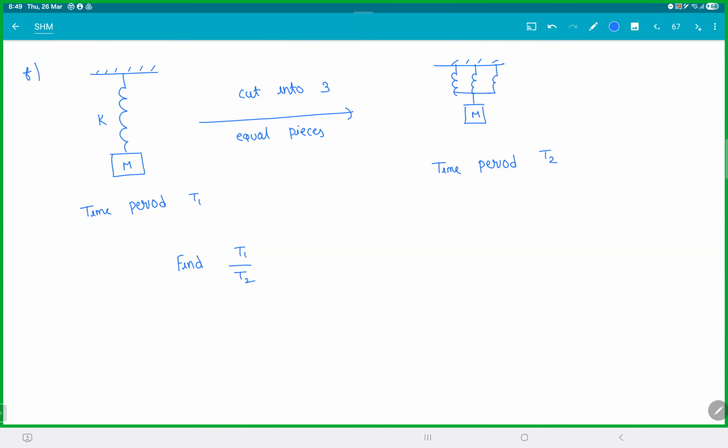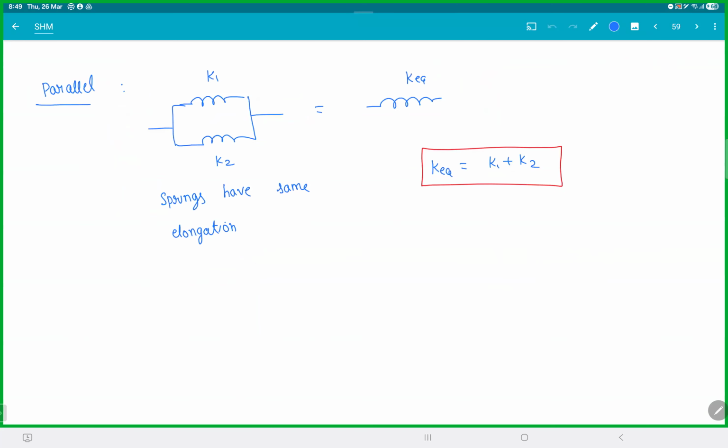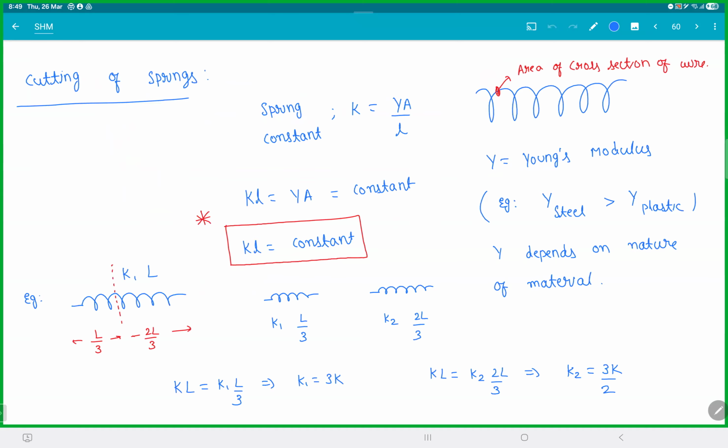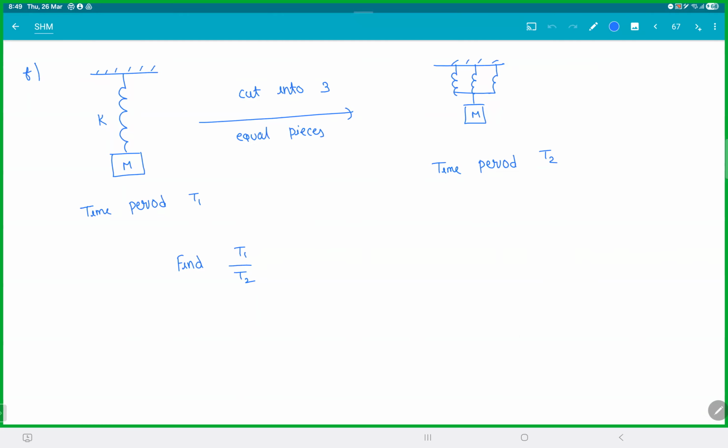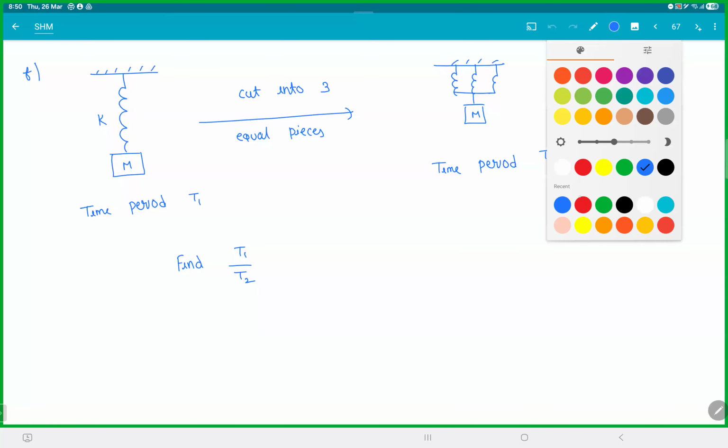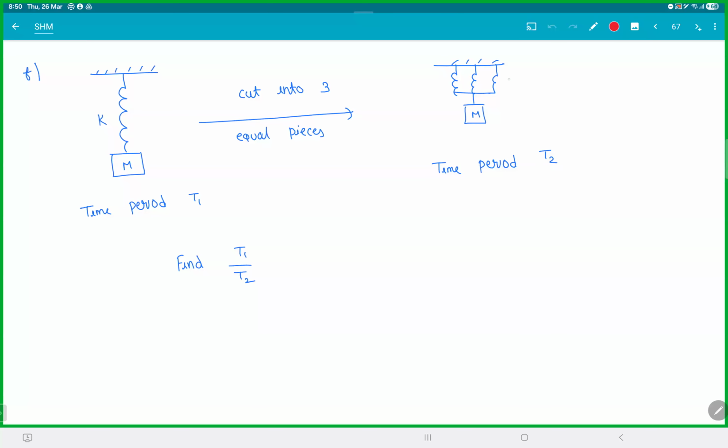In case you don't remember this thing I told you last time, you have to revise the notes. If you cut a spring, k into L remains constant. So what is the catch? When you cut the spring, the spring constants become 3k, and you're keeping them in parallel.